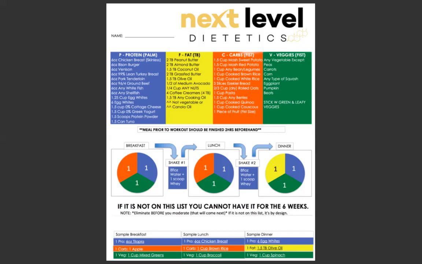Oftentimes I hear from people that they're eating a lot of volume. These are quality whole foods on this list. They do make up a lot of volume while not having a lot of density. And I can explain that if you have any questions.